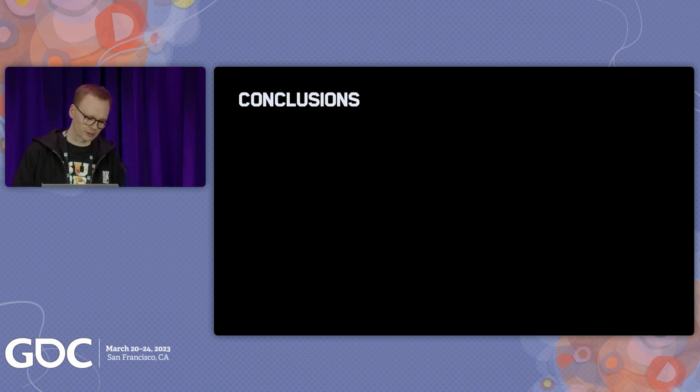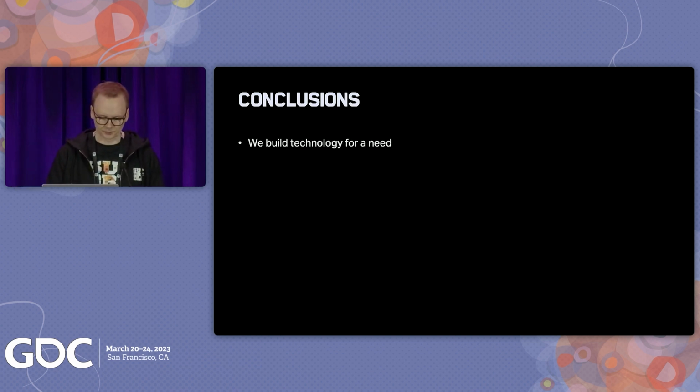So this actually brings me to my conclusions. First of all, we build technology for a need. For THOR, we really needed to add Metal support, so that was a given. But we also wanted to make it possible for game rendering engineers to build better visuals in the future. So we were not just rebuilding something because it was a fun thing to do.